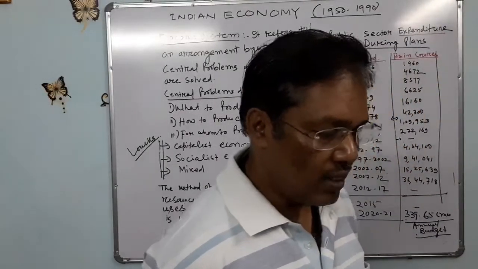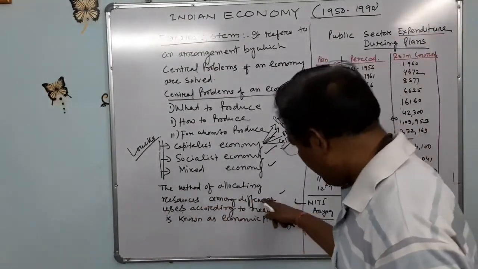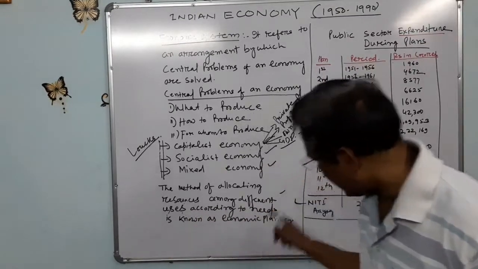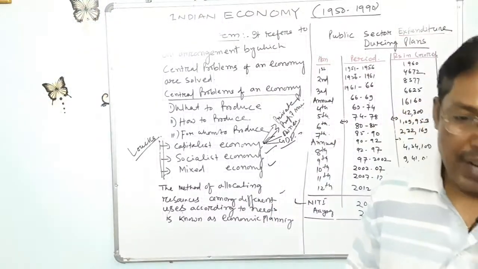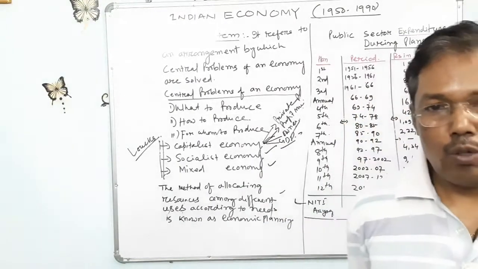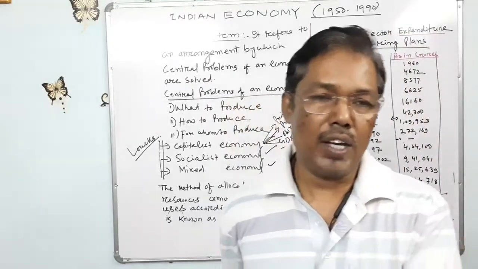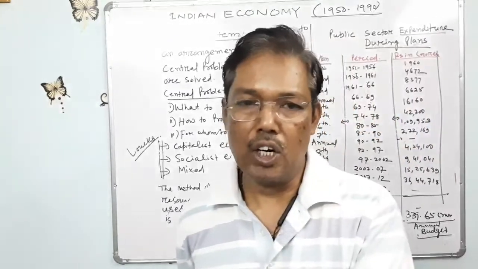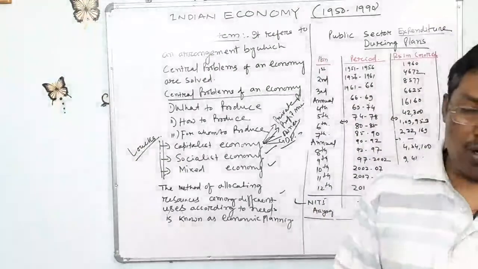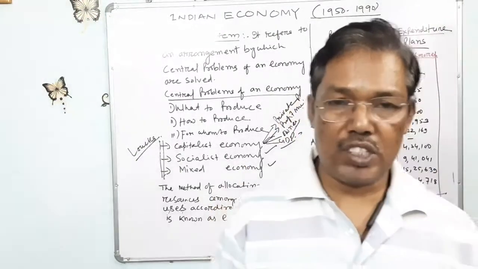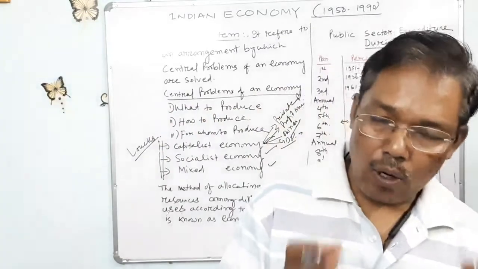So what is economic planning? I have written one sentence. The method of allocation of resources among different uses according to needs is known as economic planning. The method of allocation of resources, think yourself. You have a brain, books, copies, money, all things given by your parents, and you have one year for appearing in the board exams. That is the method: how and in which way you can use all these resources effectively and efficiently. That is called the method of allocation of resources.